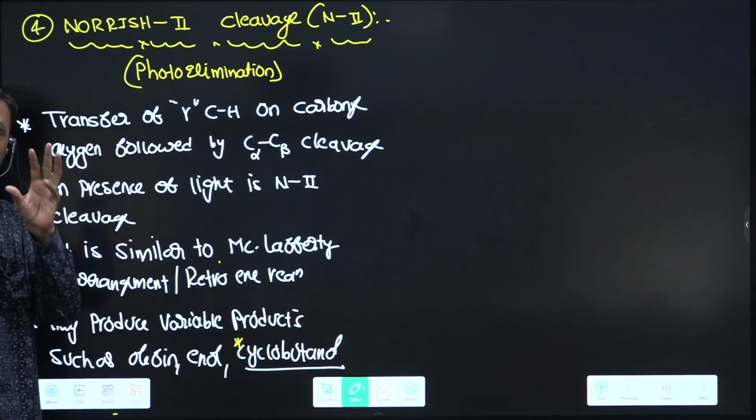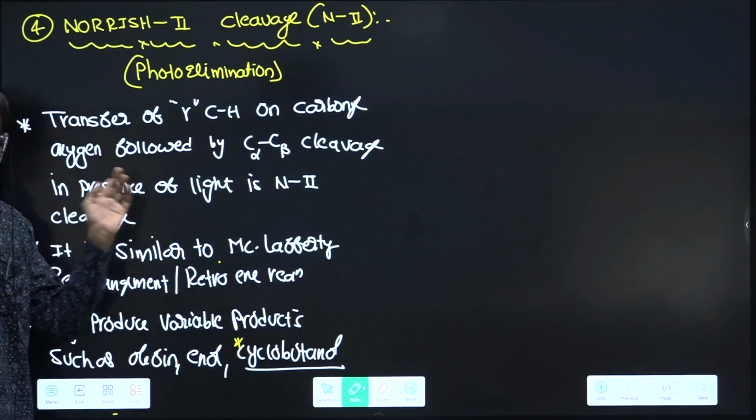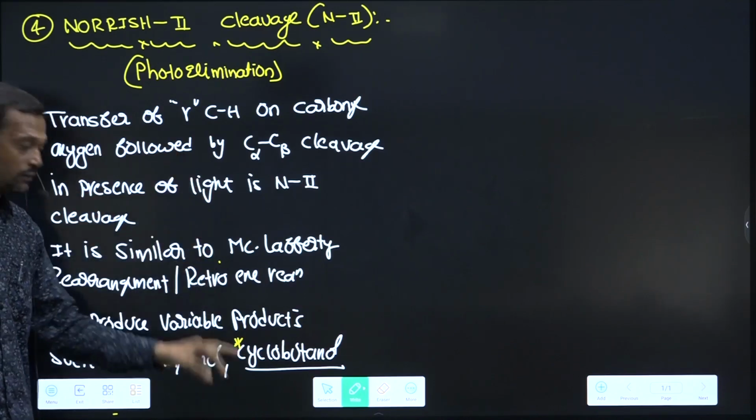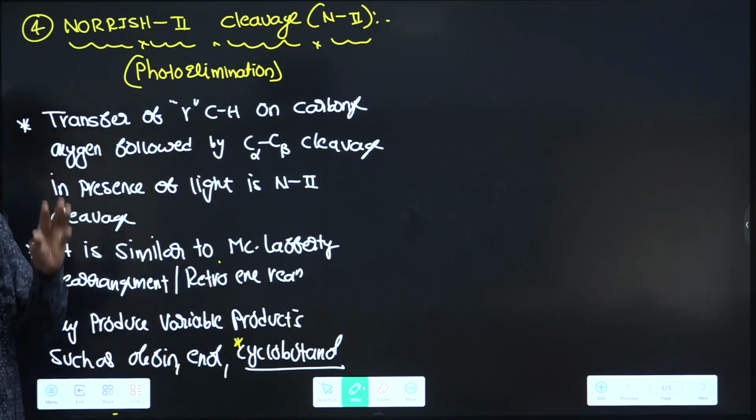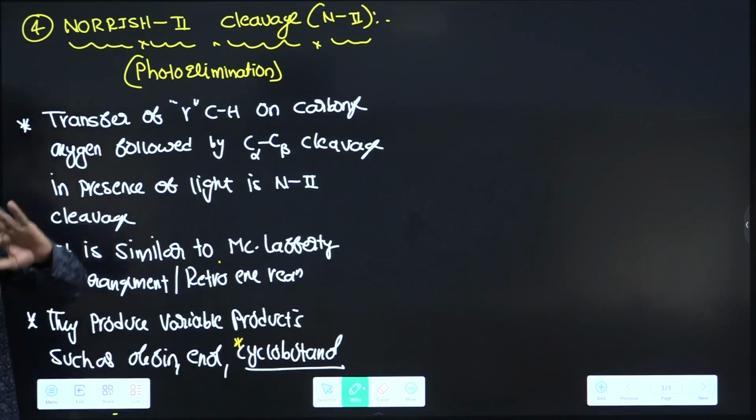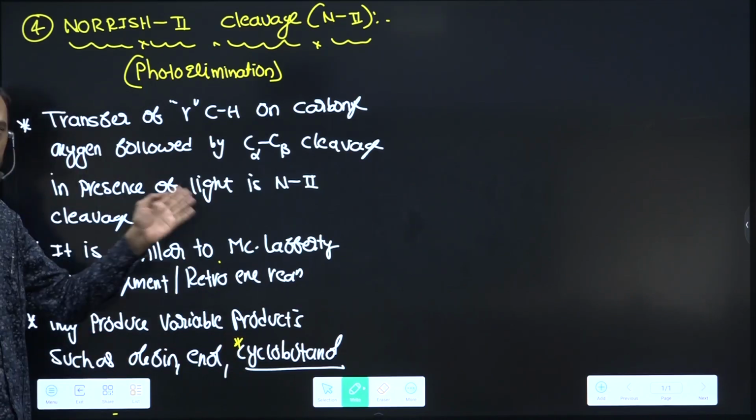Because examiners are very well aware that you are familiar with McLafferty, Norrish II, retro-ene. That's why they won't target these three. They will target cyclobutanol if they want to ask Norrish II. Very rare case: suppose any matching question is given, at that time they will ask a cleavage question.